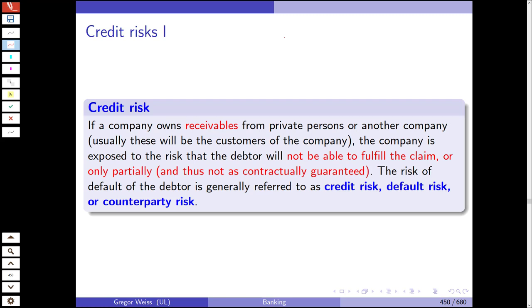Okay, then credit risk. We can distinguish different types of credit risk. Now, if not just a bank, but if any company owns receivables, Forderungen aus Lieferung und Leistung, from private persons or another company, the company is exposed to credit risk, the risk that the debtor will not be able to fulfill the claim or only partially. And if you pay too late, if you pay too little, if you don't pay at all, this company, your creditor, is exposed to credit risk. And this risk of default is generally referred to as credit risk, default risk, or counterparty risk. Counterparty risk has a slightly different touch to it, but credit risk and default risk are interchangeable.